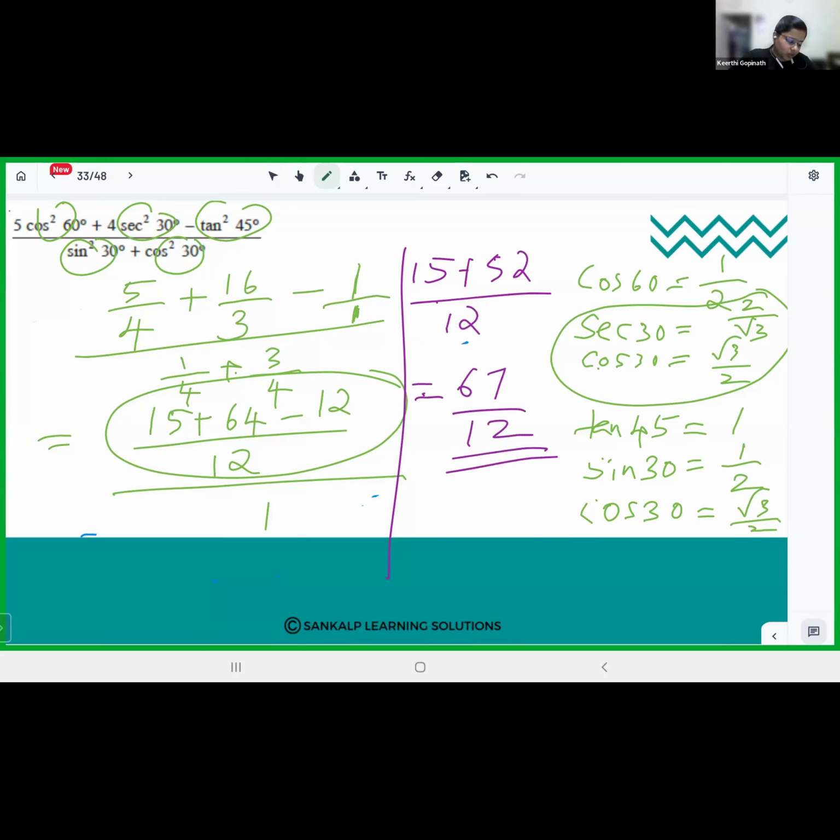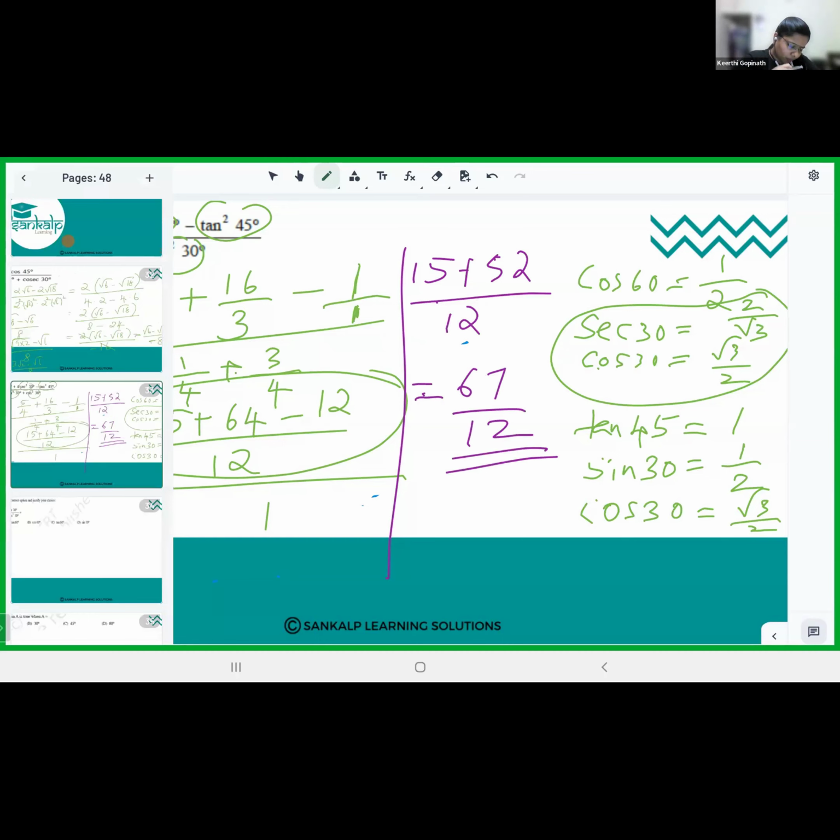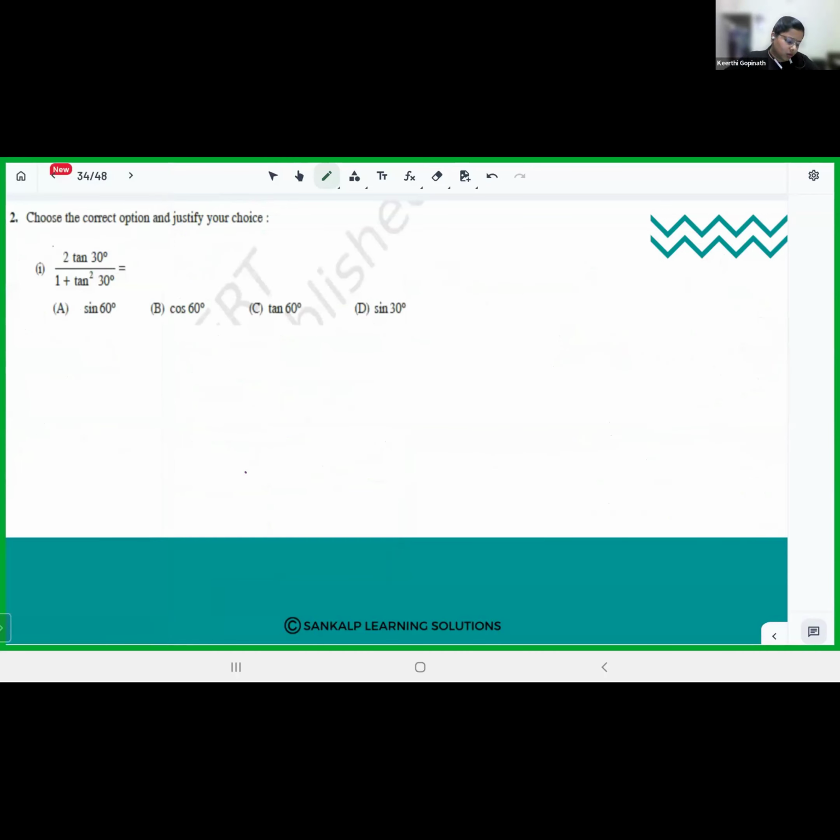All right. So we are moving on to the next type of question. It's given as an MCQ. Okay. So choose the correct option and justify your choice. First question is 2 tan 30 by 1 plus tan square 30.